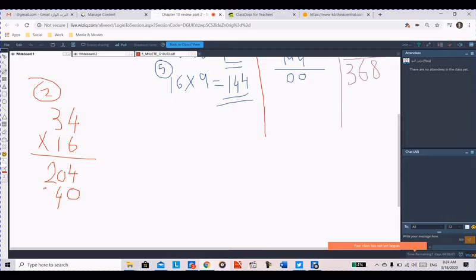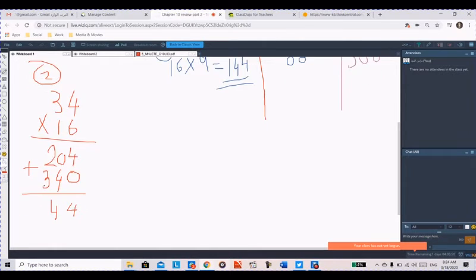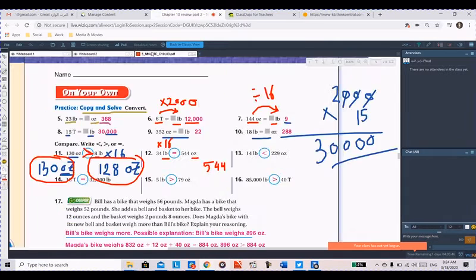And then add. 4 plus 0 equals 4. 0 plus 4 equals 4. 2 plus 3 equals 5. So it will be 544. So the answer here is 544. So we have here 544, and on the other side 544 also. So it will be equal. Okay, so all of that are the same.